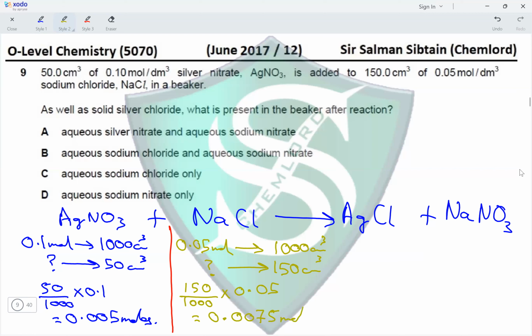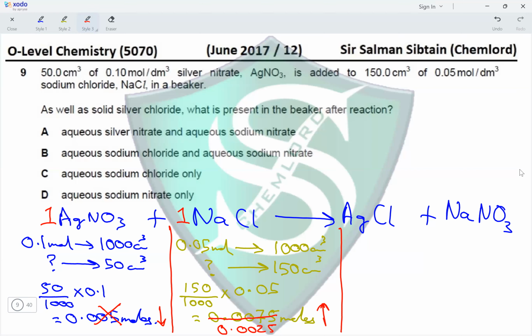0.0075 moles of NaCl. Now the moles of NaCl are greater than the moles of silver nitrate, and since the molar ratio of reaction is 1:1, that means all of the silver nitrate will be used up and some of the NaCl would remain. So if we subtract 0.005 from 0.0075, the quantity remaining would be 0.0025 moles of NaCl. So that means NaCl is in excess. So it would be present after the reaction is complete.